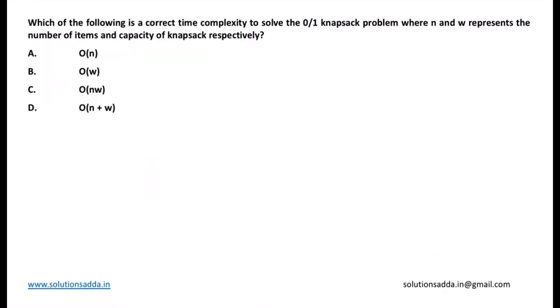This is a question from algorithms. Which of the following is correct time complexity to solve the 0-1 knapsack problem where n and w represents the number of items and capacity of knapsack respectively? Options are order of n, order of w, order of nw, order of n plus w. The correct answer for this question is option C, order of nw, using dynamic programming.